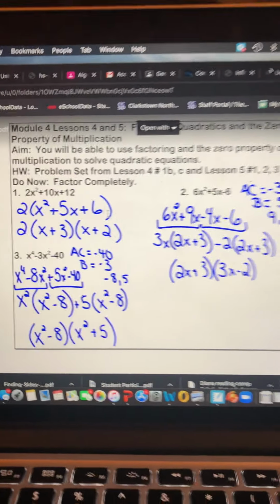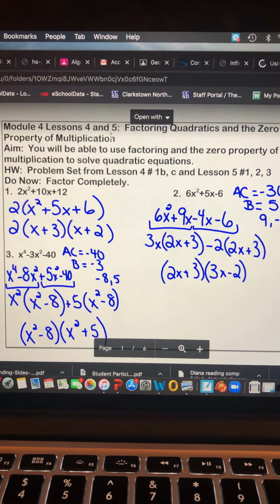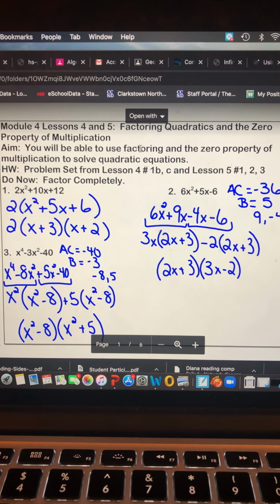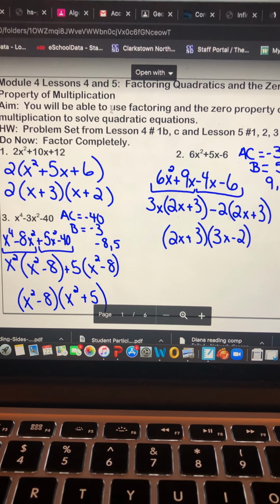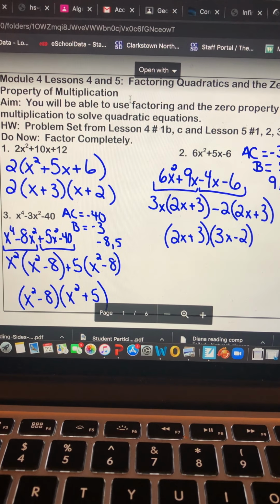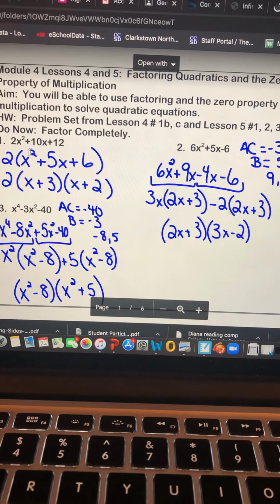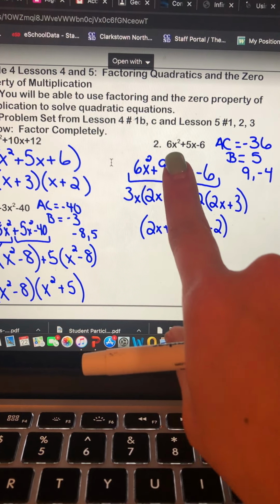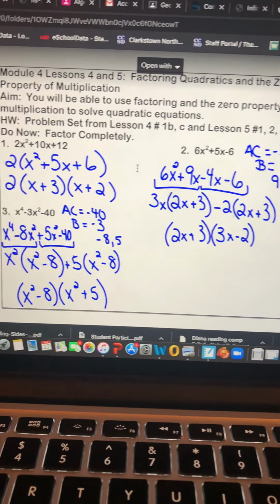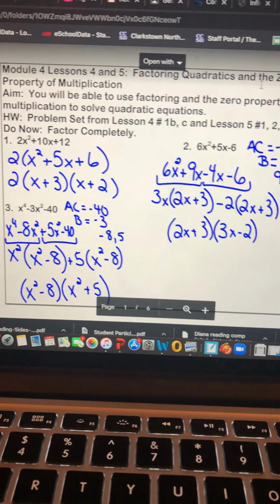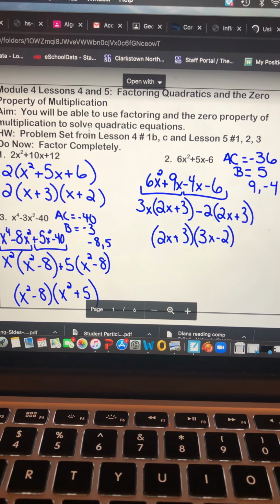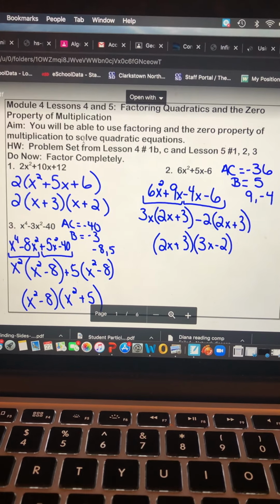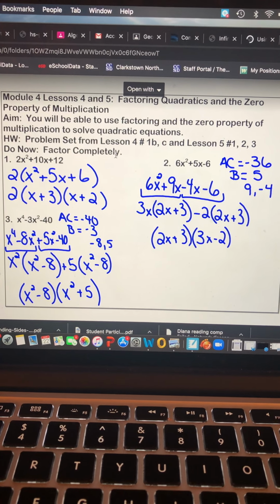So lessons 4 and 5 are kind of combined. We're involving this idea of factoring our trinomials, or if we say our quadratic formulas, right? Anything with an x squared is quadratic. And using this zero property of multiplication. So you'll be able to use factoring and the zero property of multiplication to solve quadratic expressions.